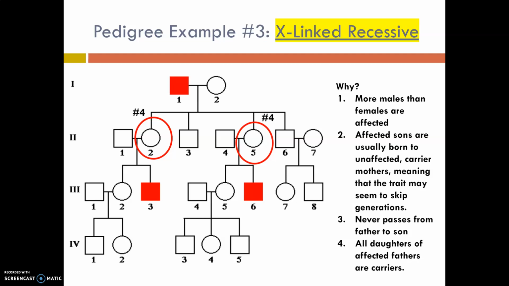And the last thing is all daughters of affected fathers are carriers. The father here in generation 1 has 2 daughters, which are number 2 and number 5 in the second generation. They are both carriers, and we know that because both of them had affected sons. And we know from number 2 here, affected sons are usually born to unaffected carrier mothers. So to figure all these out, you have to go through all of your checklists for each of the types in your notes and see what things apply, and whichever list has the most things that apply is most likely the pedigree that you're working with.